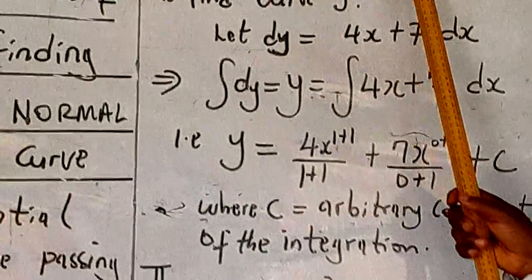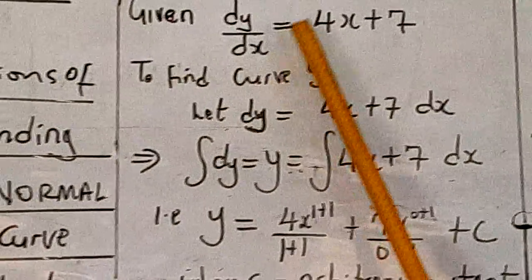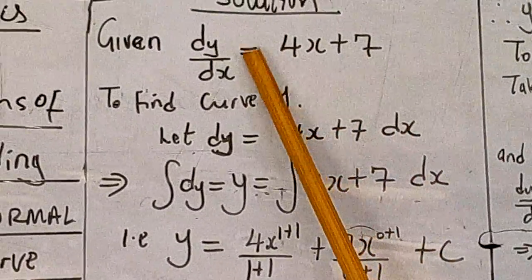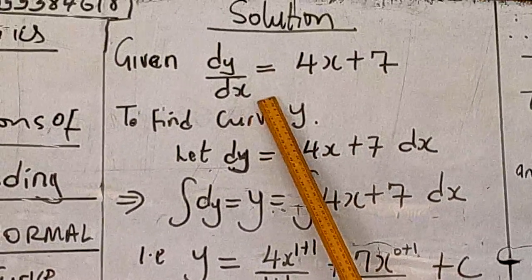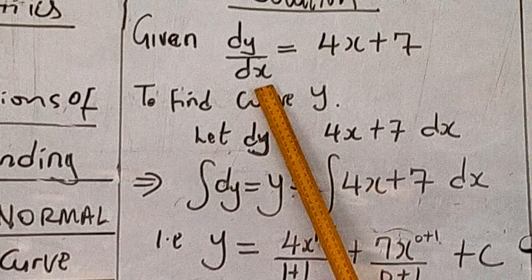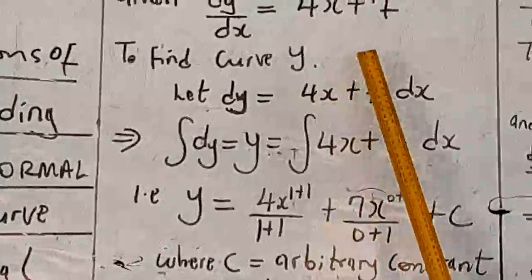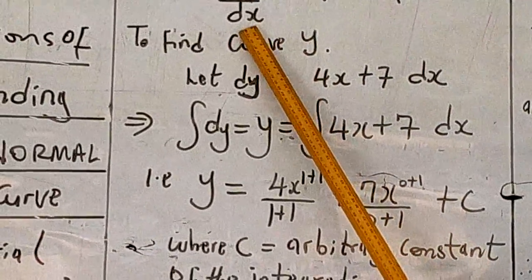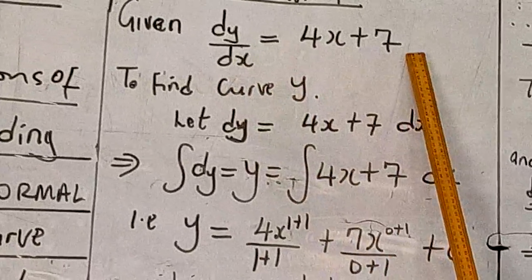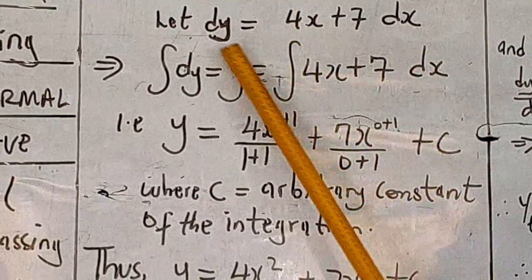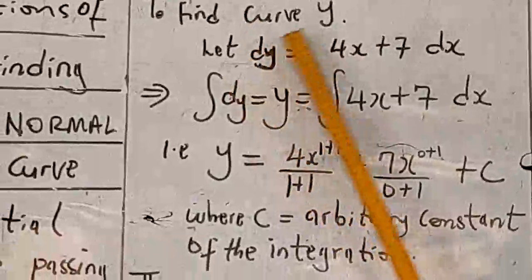Now, solution. Differential coefficient actually means dy/dx. So we have been given dy/dx to be 4x + 7. dy/dx also connotes the instantaneous gradient at a given point on the curve. To find the curve y, we cross multiply the dx to the other side, so we have dy = (4x + 7) dx. To find our y, we have to integrate both sides.